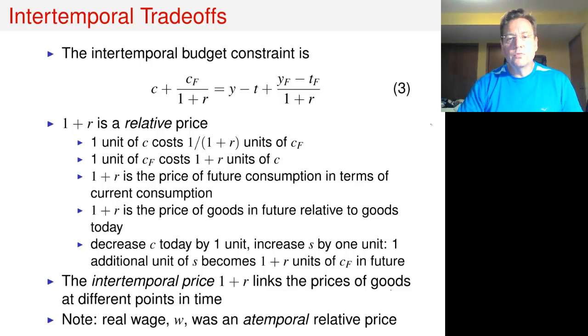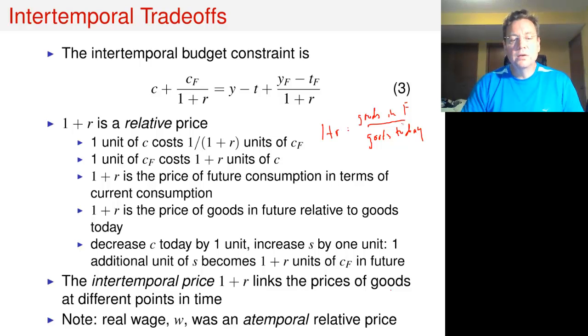In this intertemporal budget constraint, you can see that 1 plus r is a relative price. In particular, 1 plus r is in units of goods in the future over goods today. So I want to emphasize that what the real interest rate is doing in this setup, and in any setup, is telling you something about the price of goods today relative to goods in the future.